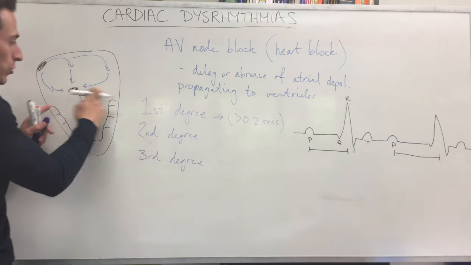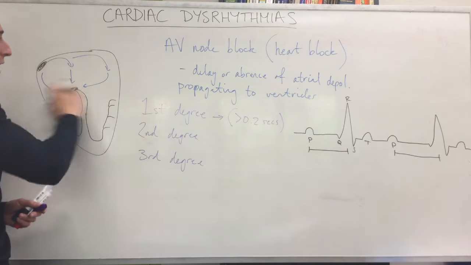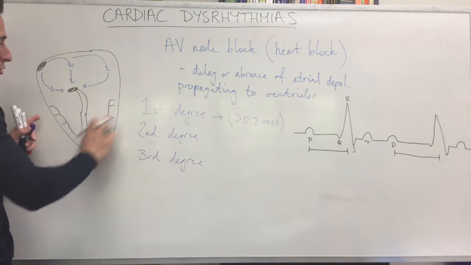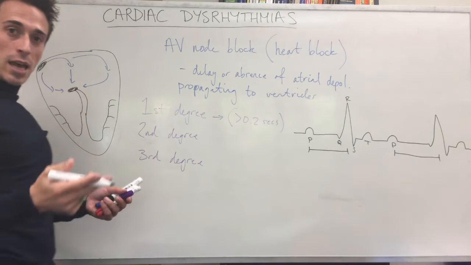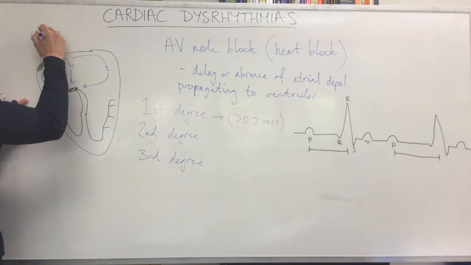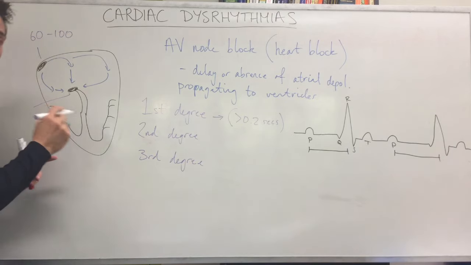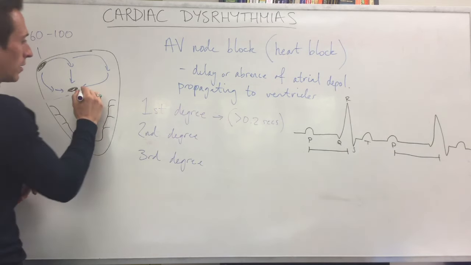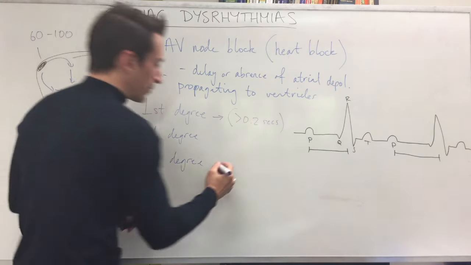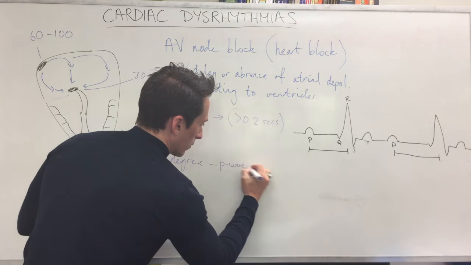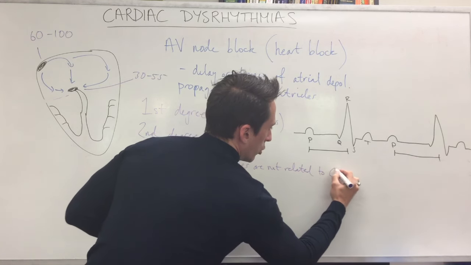So that means that the ventricles depolarize and contract independently of the atria. So regardless of when this is depolarizing, this will depolarize on its own, and it will depolarize in accordance with the spontaneous firing of the AV node. And the AV node, unlike, remember the SA node, spontaneously depolarizes 60 to 100 times a minute. That's the SA node. The AV node will spontaneously depolarize between 30 to 55 beats per minute, which means in third degree heart block, P waves are not related to QRS complex.